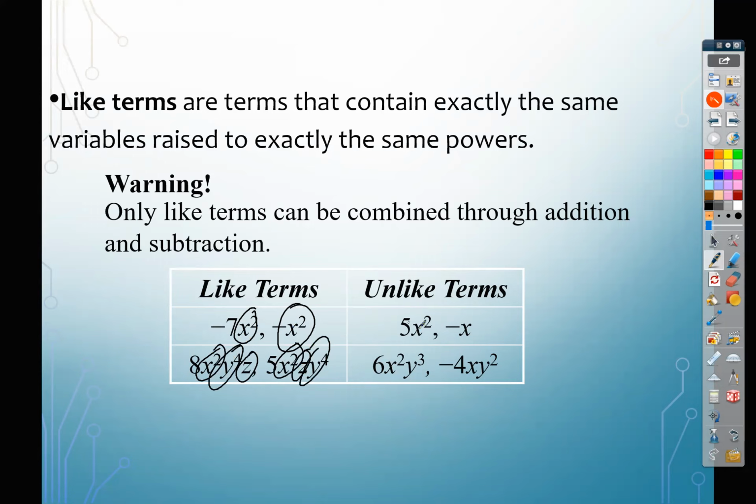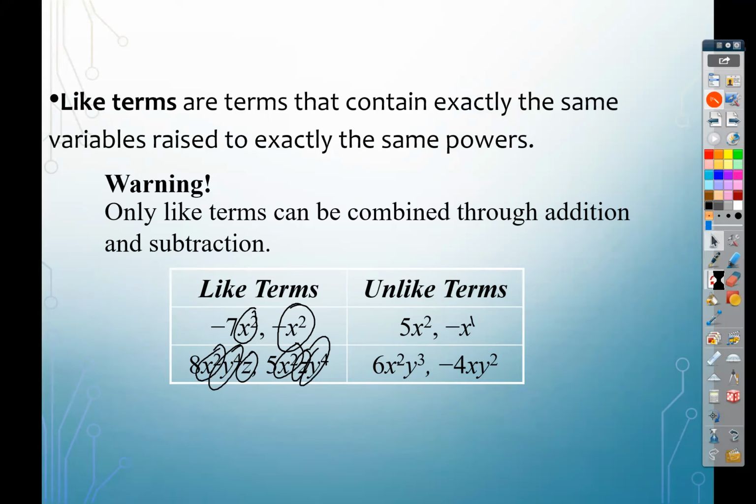Those should be alphabetical. This is unlike terms. It's not like terms because that has a 2 and this just has a 1. This has a 2, that has a 1, and so on. So the variables and the exponents have to be exact.